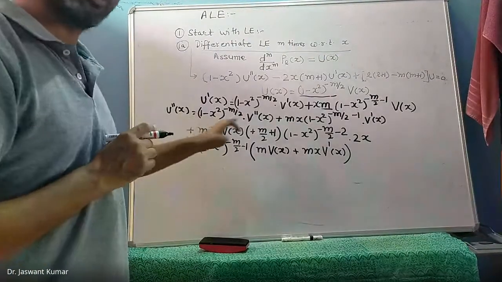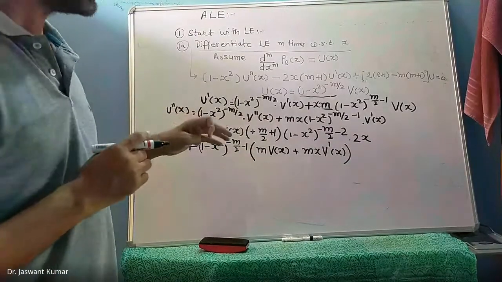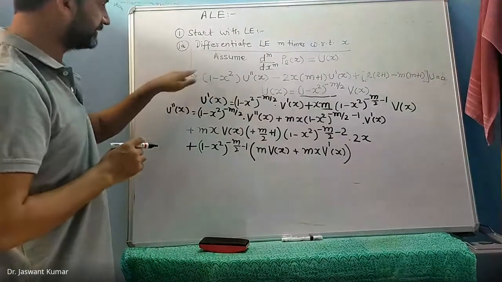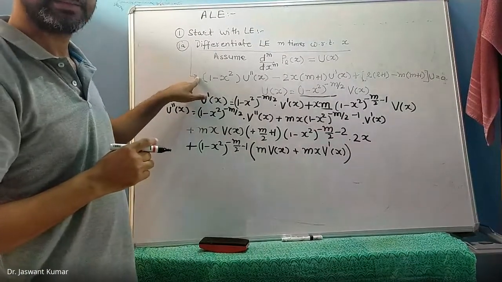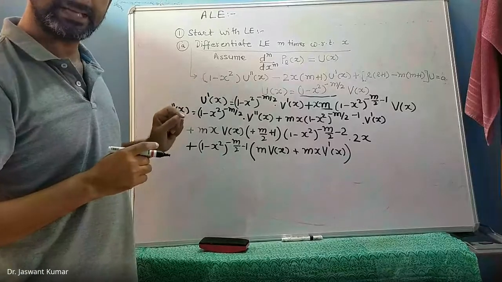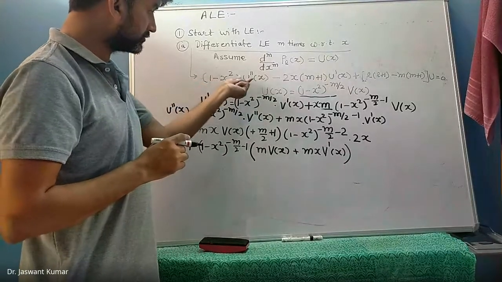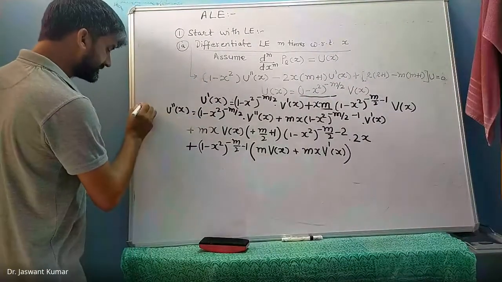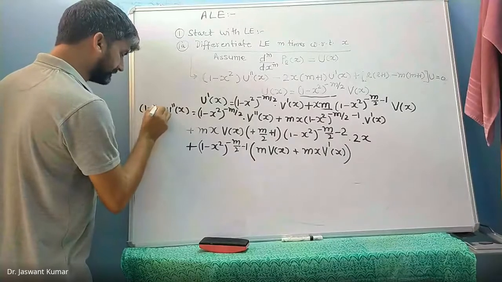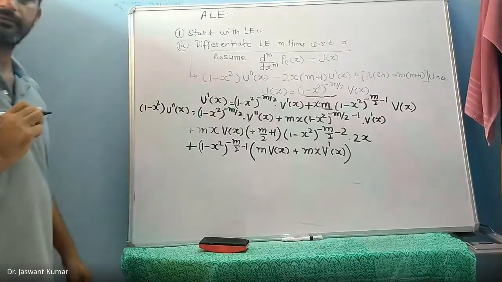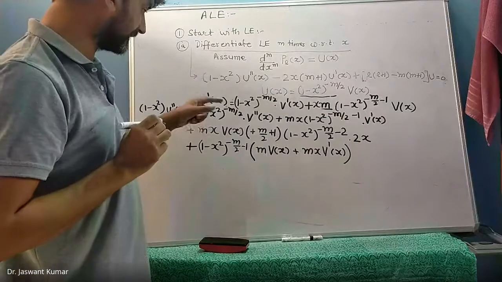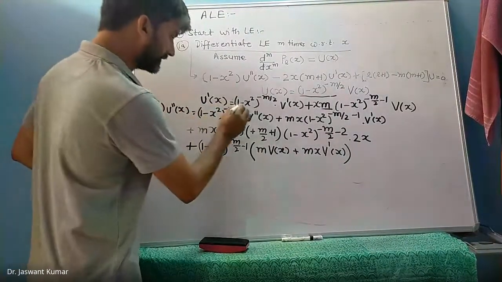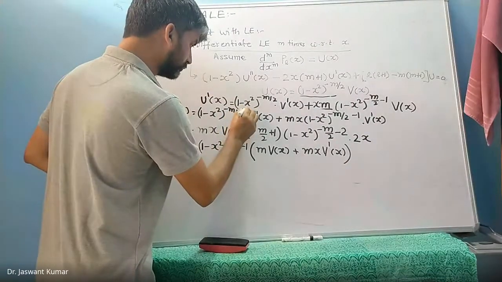Shabash. So if there is no doubt in this, then we insert this and this into our main equation that we had obtained. In the main equation, this u double dash term is multiplied with a factor 1 minus x squared. So we multiply this by a factor 1 minus x squared. This was (1 minus x squared) to the power minus m by 2, so that means this becomes minus m by 2 plus 1.